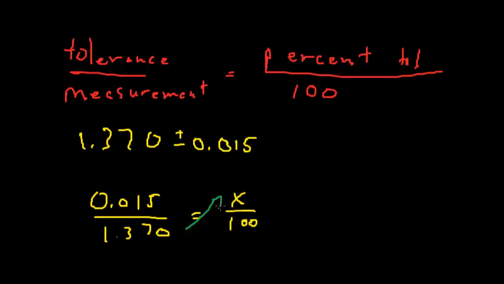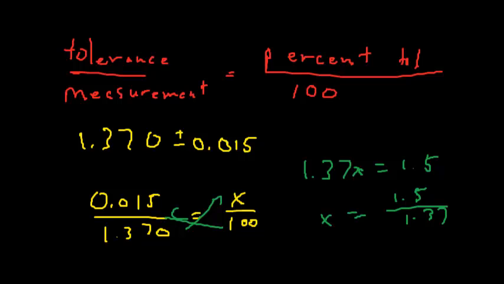Again, we calculate this the same way we've been doing: cross multiply. So we have 1.37x equals 1.5. x equals 1.5 over 1.37, or x is equal to 1.0948, and so on, or about 1.1%. That is my percent tolerance on this measurement. 1.37 is my measurement, give or take 0.015. The percent tolerance then is 1.1%.